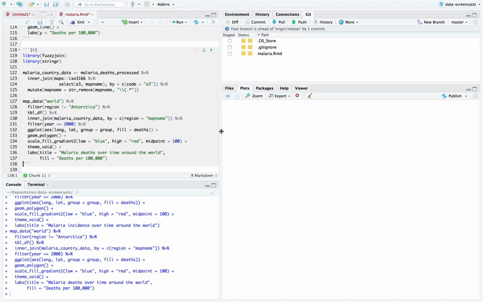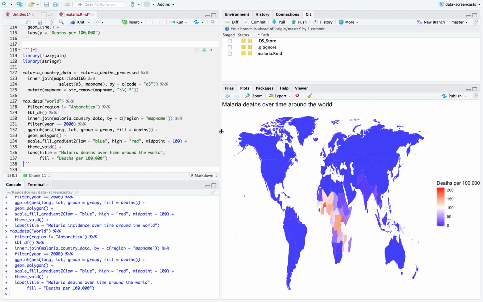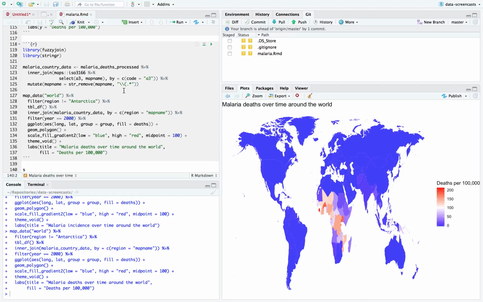So we see the highest it is across the world in the year 2000 is 200 out of 100,000. That's 2 out of 1,000 people. It's a very, very high rate of death from one disease. Most of the world we can see malaria generally isn't found. It's found more often near the equator. All right, let's take this graph and make it an animation.